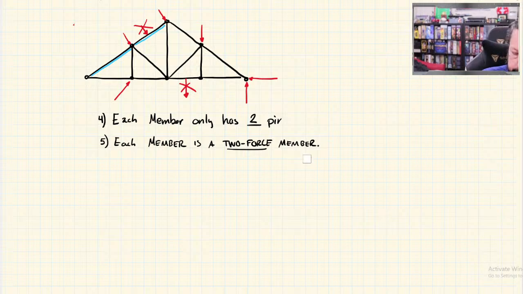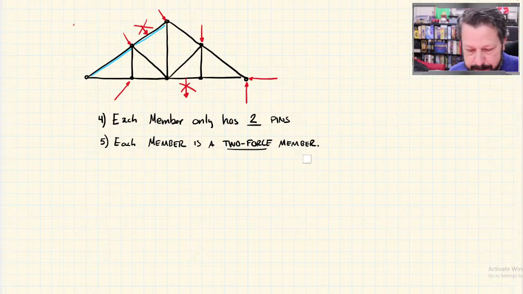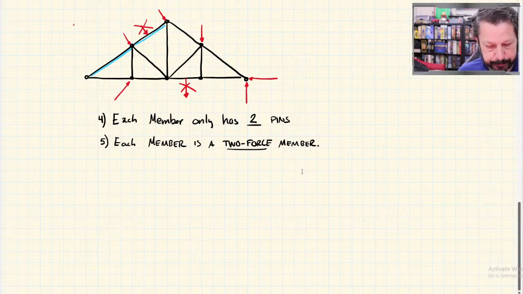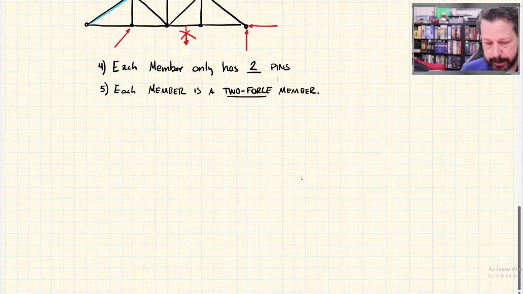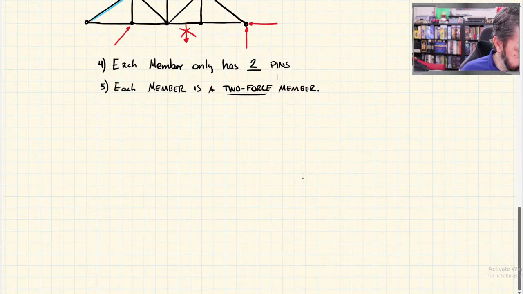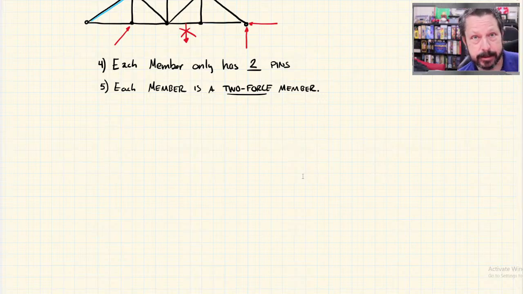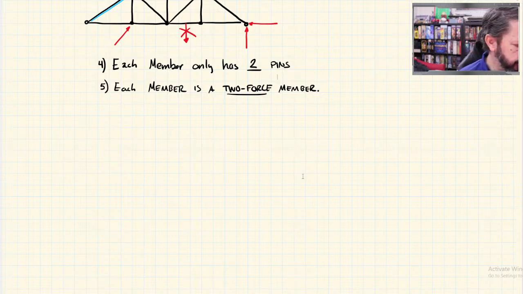Okay, looks like I've been writing in all caps and then not in all caps, so it doesn't matter. All right, each member is a 2-force member, so we need to know what a 2-force member is. The central idea for the truss analysis methods is that ultimately I treat every member like a 2-force member. So we need to know what a 2-force member actually is in order to do that.